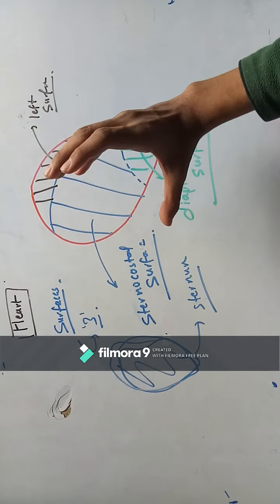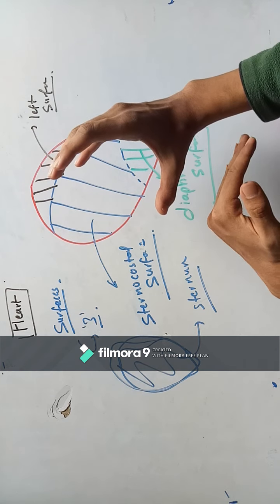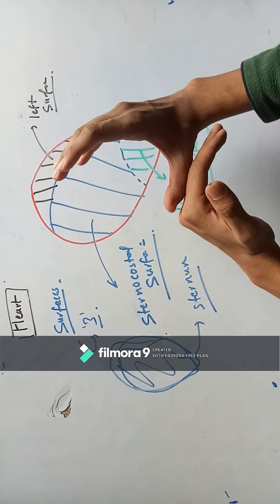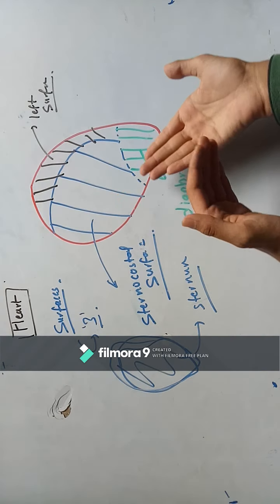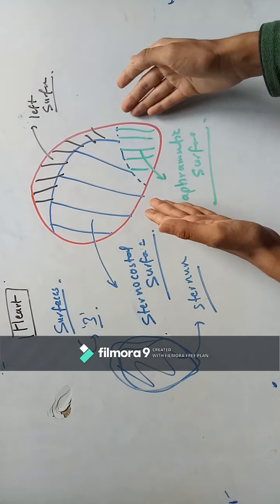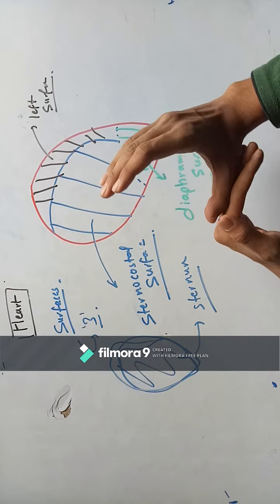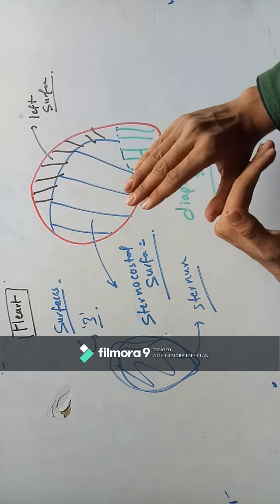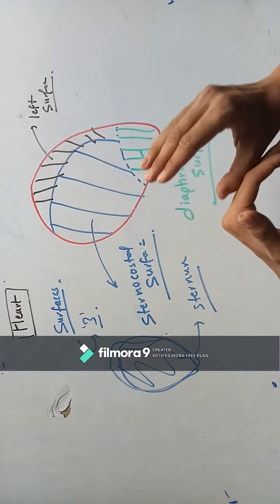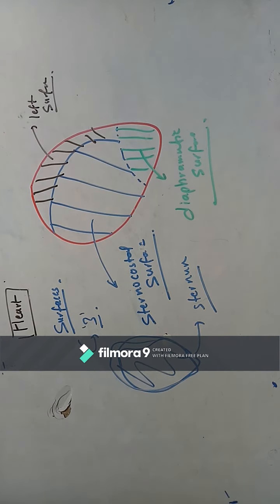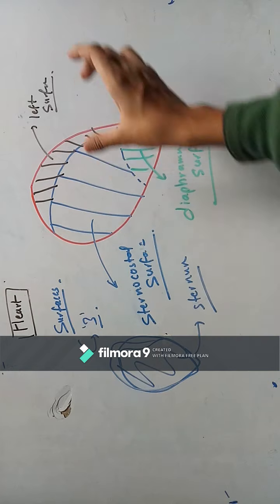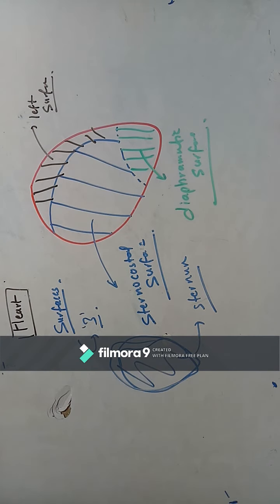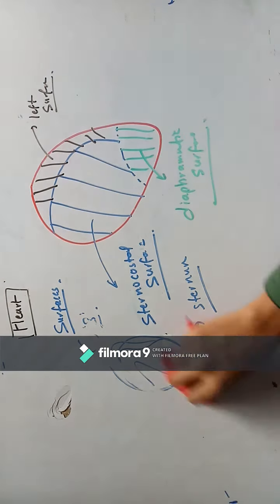So there is your heart, and what's below the heart? The thing that's below the heart is the diaphragm. Since this part is the flat part, towards the lower part of the heart, this flat surface articulates with the diaphragm, so it's called the diaphragmatic surface of the heart. So as a recap, there are three surfaces: sternocostal surface, left surface, and the diaphragmatic surface. So these are the surfaces of the heart.